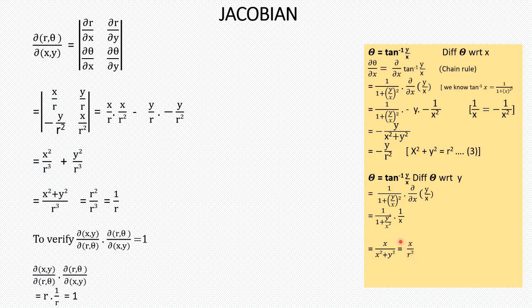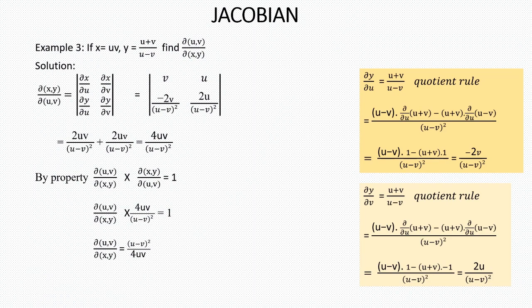Substituting the values, we get this. The determinant of this is x by r times x by r² minus y by r times minus y by r². Simplifying, we get 1 by r. To verify, J J' is equal to 1. Substitute the values and simplify, we get 1. Hence proved.